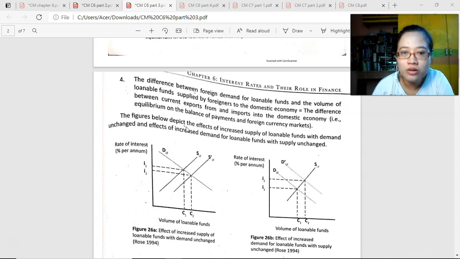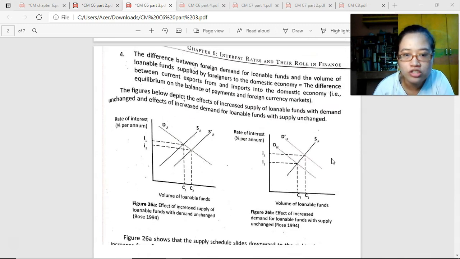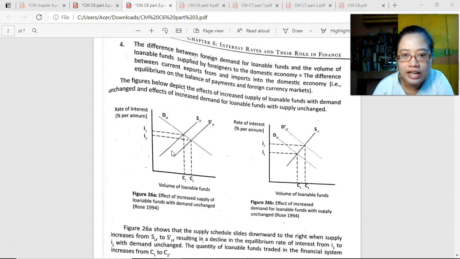Okay? The figures below depict the effects of increased supply of loanable funds with demand unchanged and effects of increased demand for loanable funds with supply unchanged. Okay? So, itong una, yung supply ay nag-increase, right? Kapag nag-increase yung supply, the interest rate would go down. Tapos, the volume of loanable funds would go up. Okay? Wait, kasi nga, nagkaroon ng increase in the supply, right? So, yung demand would go down. Wait, it would have to increase as well.